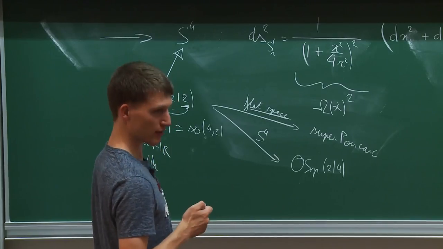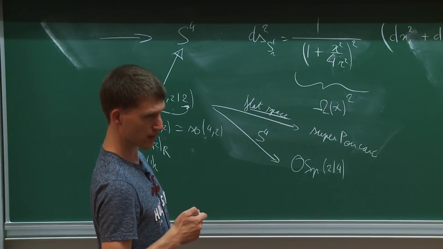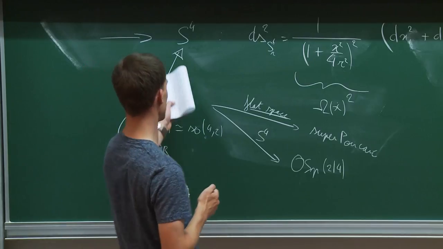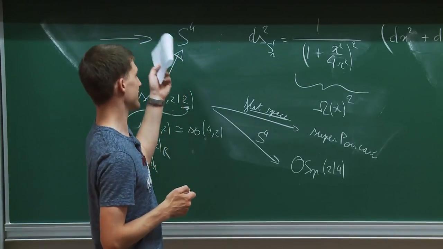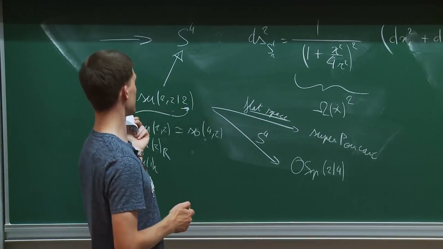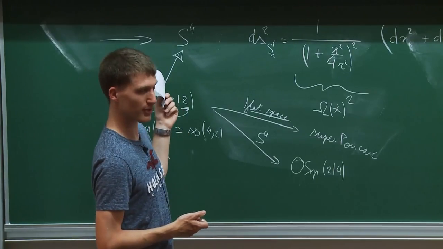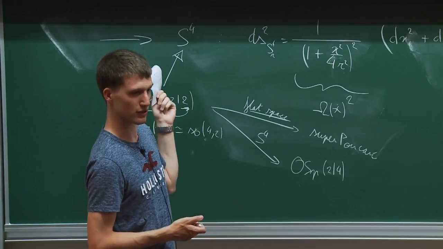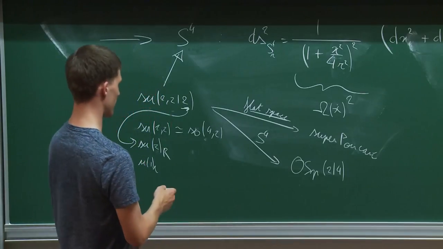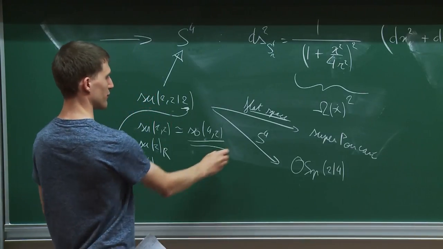Right, so then the symmetry should be like OSP. No, the sphere has fewer true conformal Killing vectors, but the number of conformal Killing vectors on the four-sphere in R4 is just equal. And in both cases, they're described by an SO(4,2) algebra.